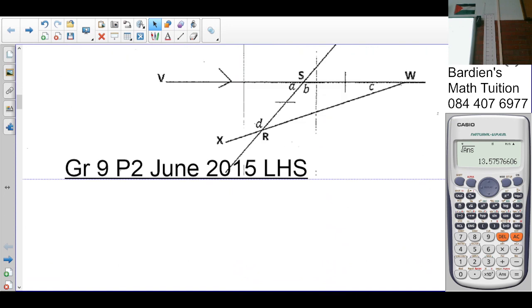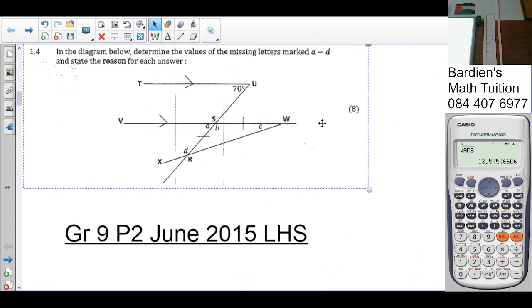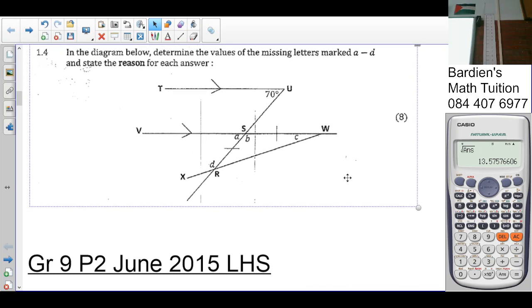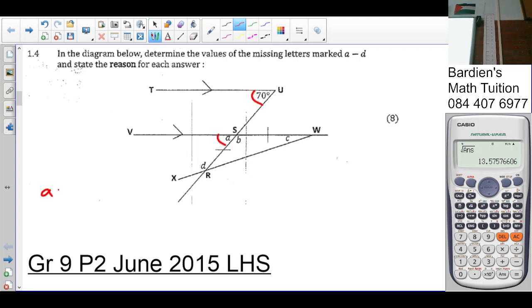1.4 for 8 marks. The question says, in the diagram below, determine the value of the missing letters A to D. State the reason for each answer. So, A is going to be 70. Why is A 70? Corresponding angles, with TU being parallel to VW.